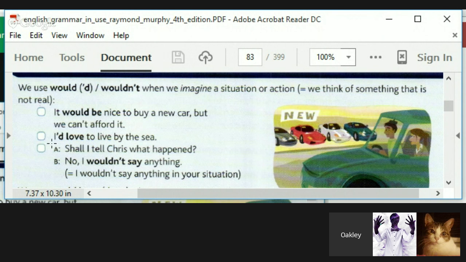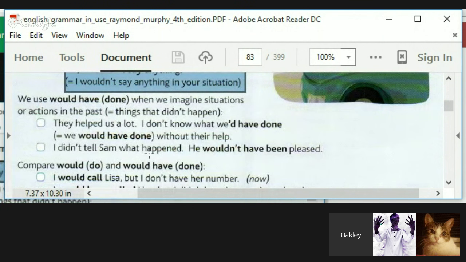Okay. Notice in a conversation, shall I tell Chris what happened? No, I wouldn't say anything. Very common to actually say, I wouldn't say anything if I were you, to actually make a conditional sentence. It's very common to do that. Not necessary, because using would or wouldn't, the negative, implies that it's an imaginary situation, as in I wouldn't say anything if I were you. I'm not you, but so that's not real, but there it is.